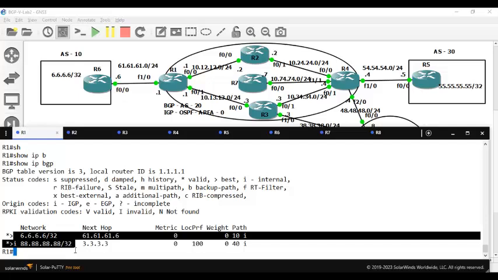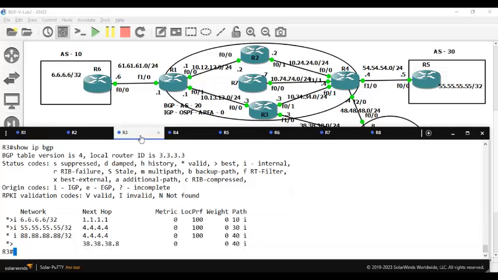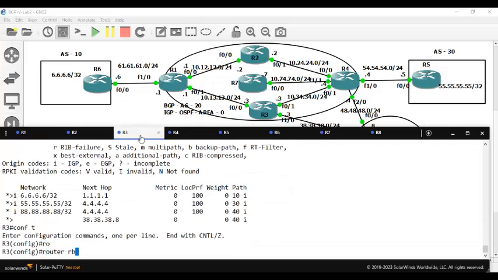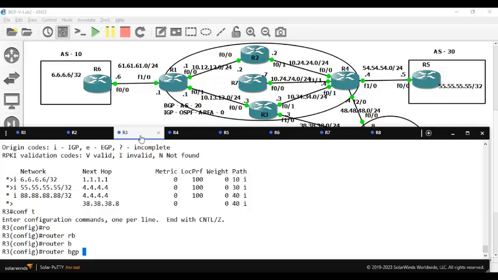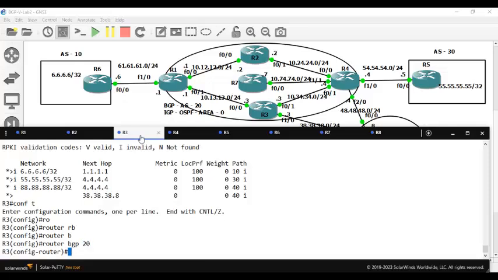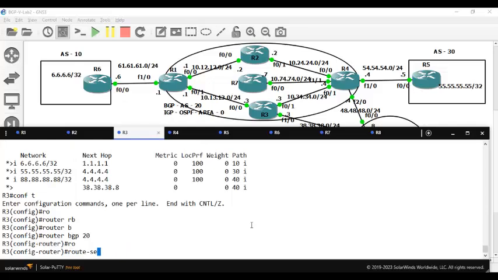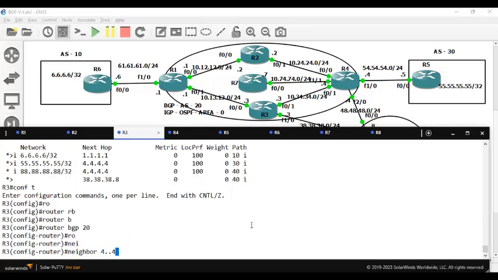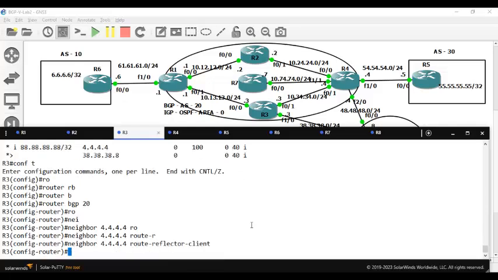Now, if I go to router 3, router BGP 20, that's the autonomous system number, and you make any one of these a client, either R1 or R4. Any one you make it a client. I'm going to make R4 a client. What is the command? Neighbor 4.4.4.4 route-reflector-client. Now, when you do this, you see the session gets reset.